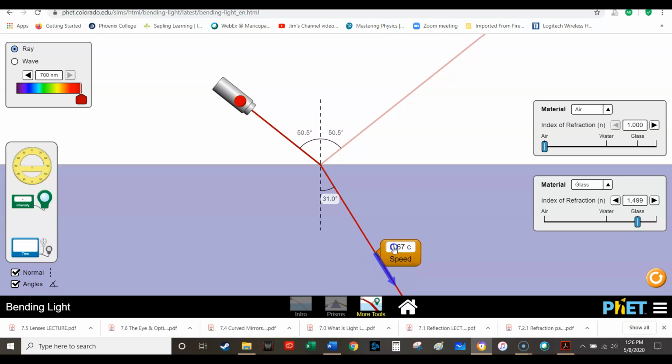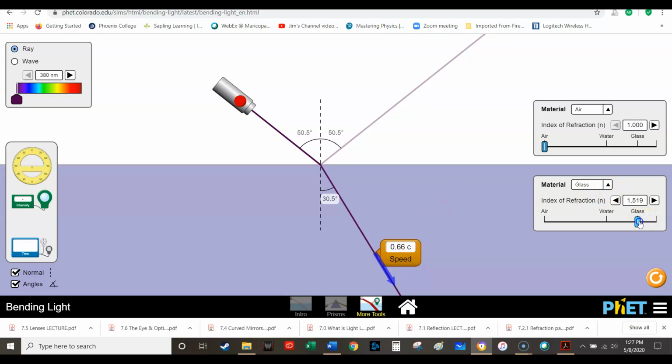So if I move this light ray to blue, so at red, and I'm going to put it at the darkest red possible, it shows it's traveling at 0.67 C, and it's refracting at 31 degrees. But if I turn it to the deepest violet, now it's refracting at a lower angle, and it's traveling at 0.66 times the speed of light. That's what that C represents, right?